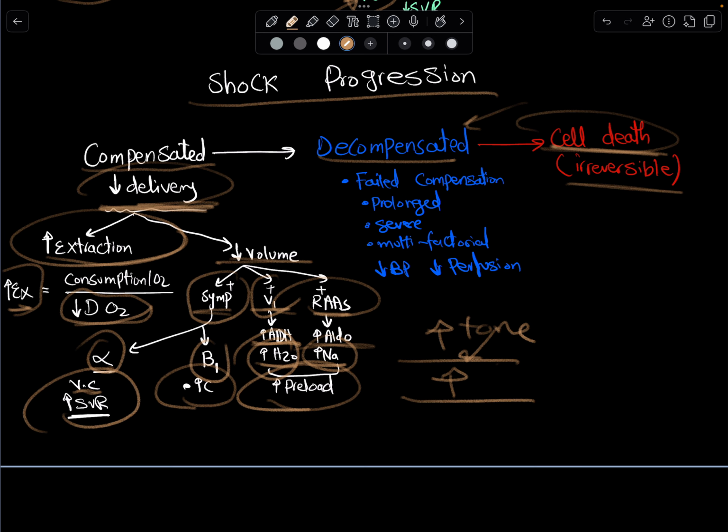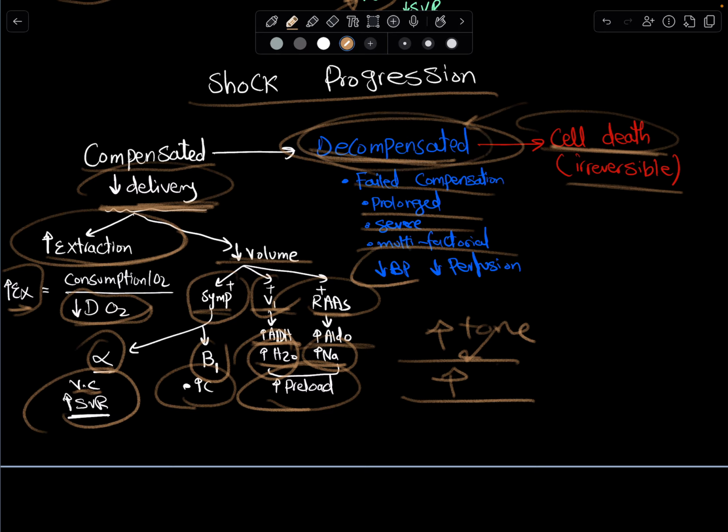When compensation fails, it becomes decompensated shock, which is failed compensation to simplify it. And this happens if you have prolonged shock, severe shock, or multifactorial shock. A lot of patients can have PE causing cardiogenic shock or right heart failure, and they also have sepsis and they have volume overload. So you can have different types of shock at the same time. At the decompensation stage, you will have a decrease in the blood pressure and a decrease in the perfusion.